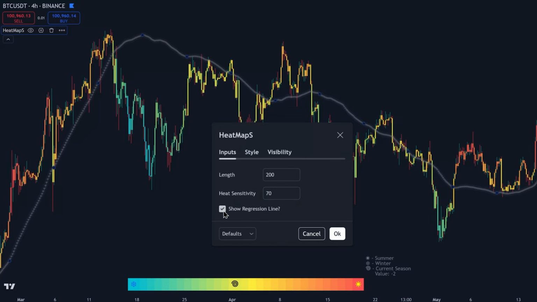Finally, the Show Regression Line option. This is a simple toggle. You can turn it on to display the regression line, which serves as a reference for tracking price deviations. If you prefer a cleaner chart with just the heat map, you can turn this off. However, keeping it on is useful for identifying breakouts or reversals around the trend. Once you've customized all the settings to your liking, click OK to apply the changes.